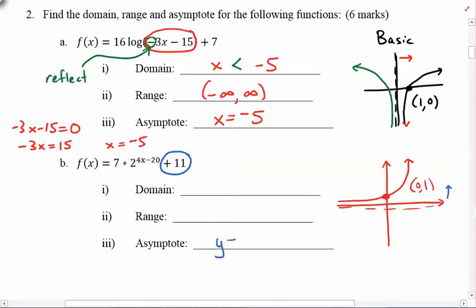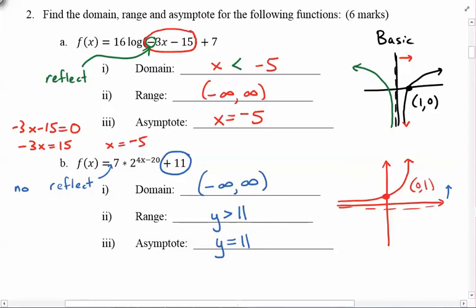So the asymptote is 11, and the range is bigger than the asymptote, unless there's a reflection. So watch out, just in case there's a reflection, then it would be less than the asymptote, but if there's no reflection, if it's positive, then we're bigger than the asymptote. And the domain is all the possible values for x. The domain of the exponential function is always -infinity to infinity.